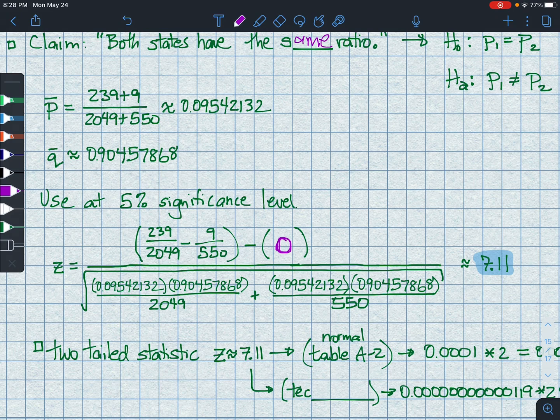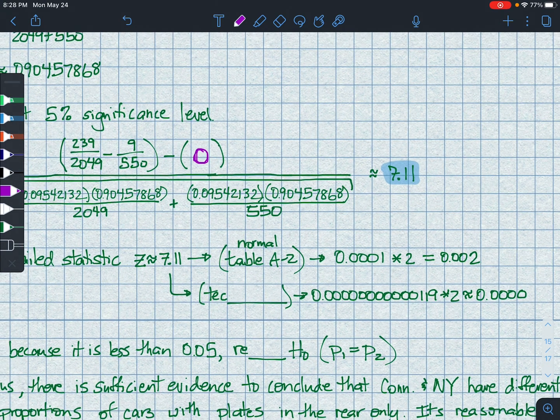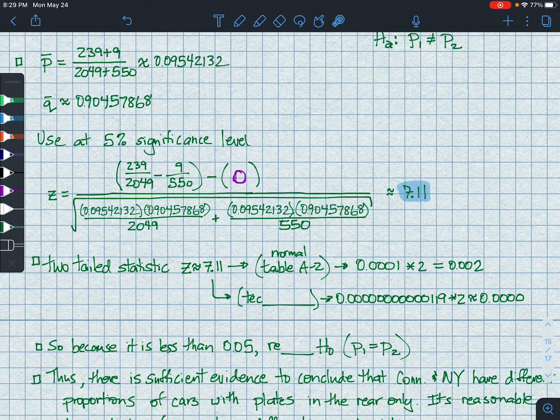So using the 5% significance level, when I subtract p1 minus p2, again, the assumption is that they're the same. And so our z-stat gives us 7.11, rounded to the nearest hundredth. If you then take this z-stat to a table, it will report 0.0001, but you multiply that by 2 since it's a two-tail statistic, and we get 0.0002.